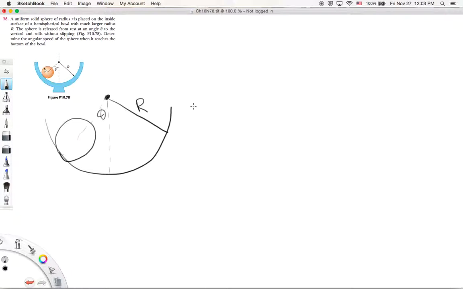Okay, so first of all, when the ball is initially here, it has gravitational potential energy, and it has no other energy. When it's at the bottom of the bowl, we're going to call that the 0 point, and there is no gravitational potential energy, but there is rotational kinetic energy because it's rolling, and translational kinetic energy because the whole ball is moving.